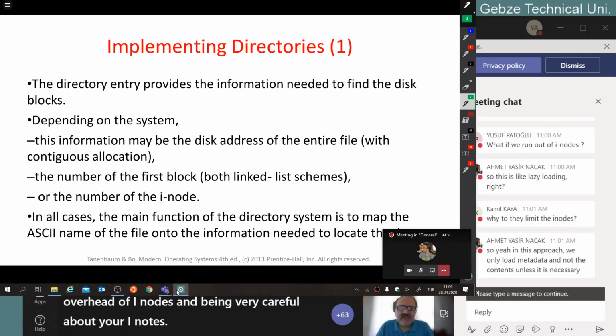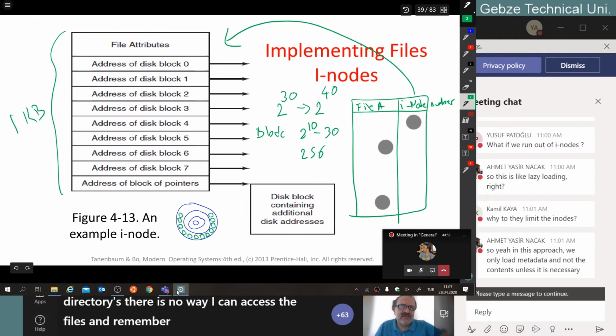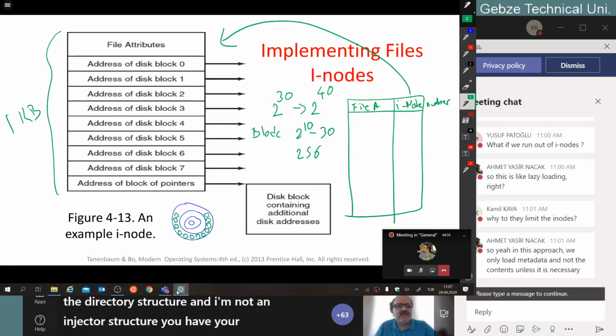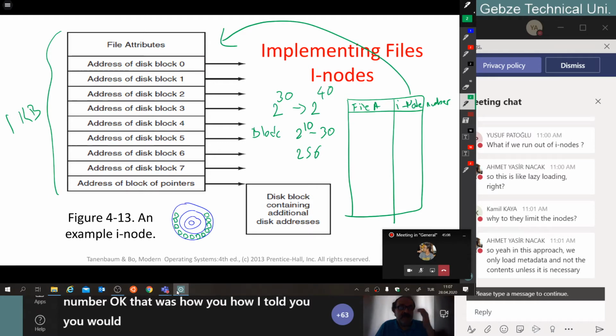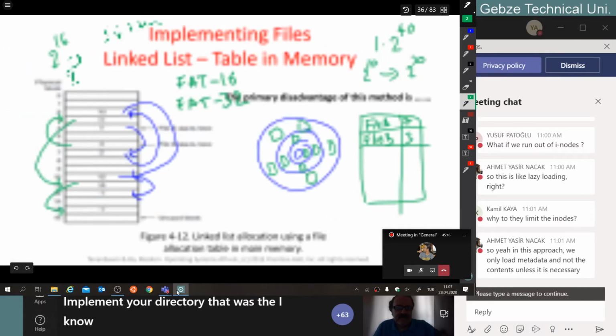Okay, so this was how you store your files, but before that, we have the directories, right? Without the directories, there is no way I can access the files. And remember what I said about the directory structure in the inodes: in the directory structure, you have your file names, and with each file name, you have the inode number. That was how I told you you would implement your directory. That was the inode directories, and this was the FAT directories.